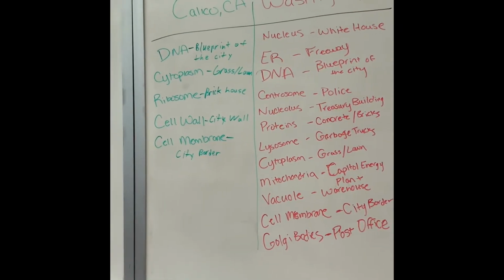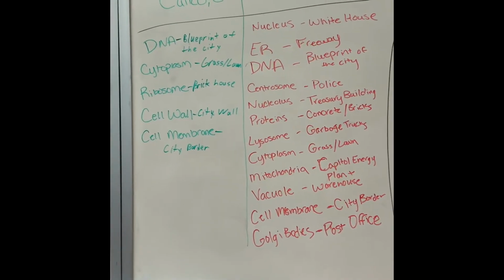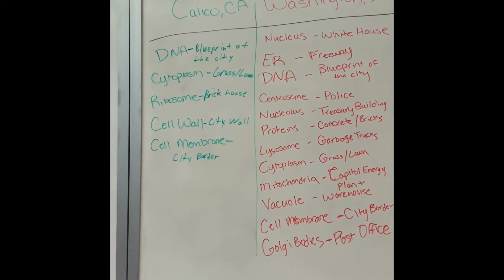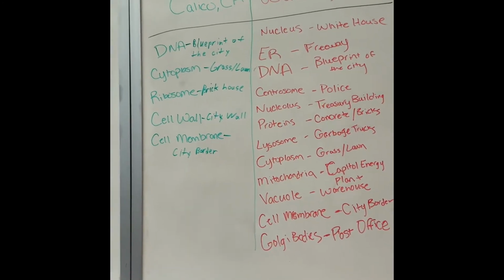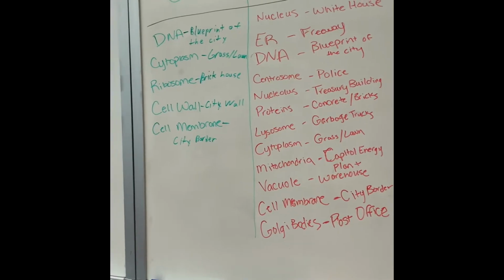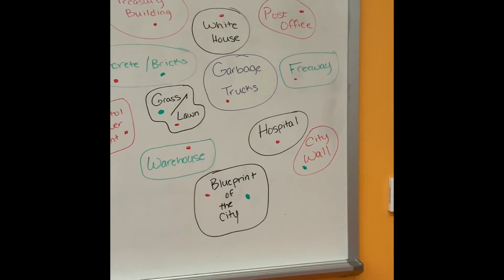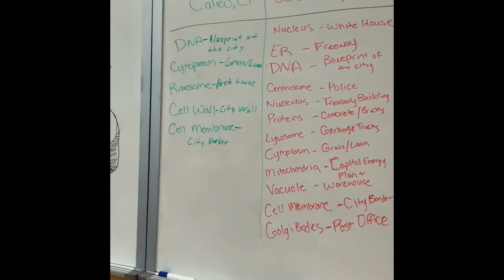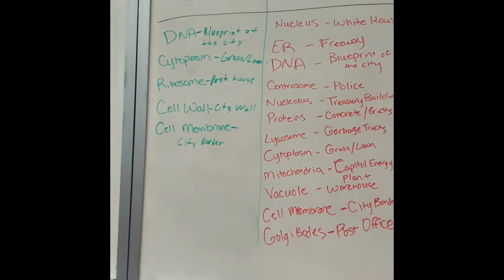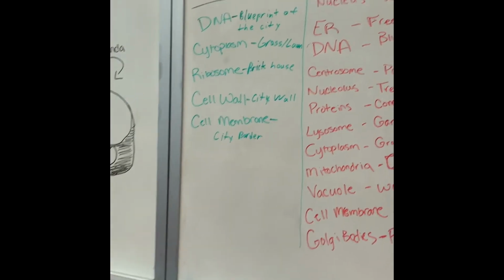For prokaryotes, the DNA is going to be the blueprint of the city. Cytoplasm, grass/lawn. Ribosomes are our brick house, or concrete and bricks. Cell wall is the city wall. That one was pretty self-explanatory. Cell membrane is our city border, and that wraps it up for prokaryotes.